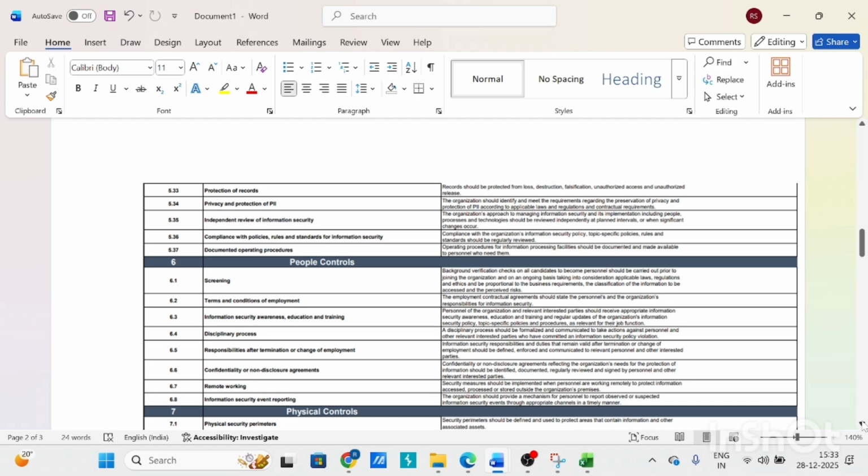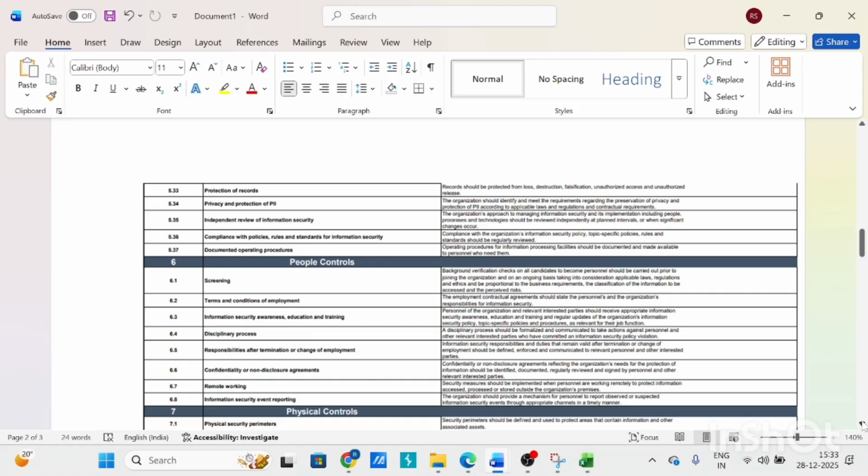Independent review of information security comes under 5.35, where the organization's approach to manage information security and its implementation, including people, process, and technologies, should be reviewed independently at planned intervals or when significant changes occur. Compliance with policies comes under 5.36, where compliance with the organization's information security policies, topic specific policies, rules, and standards should be regularly reviewed. Documented operating procedures come under 5.37, where the operating procedures for information processing facilities should be documented and made available to personnel who need them.